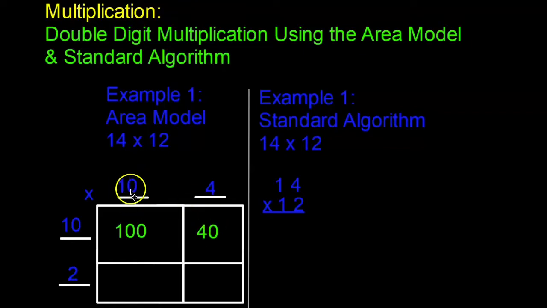Next, I'm going to multiply the 10 and the 4 by the digit 2. So I'm going to multiply 10 times 2, which is going to give me 20. And then 4 times 2, which is going to give me 8. And so now I have successfully taken 14 times 12 and I've broken it down into its place value parts, and I have gotten 4 partial products: 100, 40, 20, and 8.